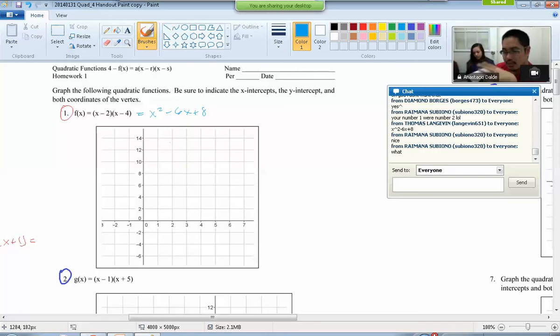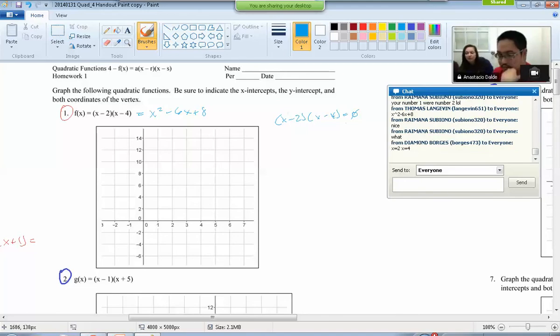In order to find the x-intercepts, you would set this thing equal to 0. Now, if I set that equal to 0, we covered how to solve this thing, how to figure out what x is equal to. Exactly, Diamond. Diamond is suggesting that x equals positive 2 and x equals positive 4.